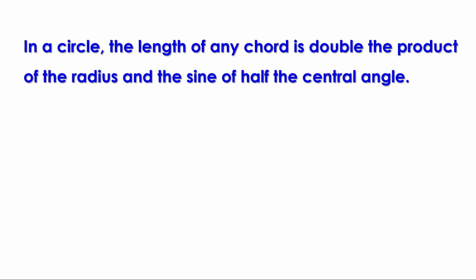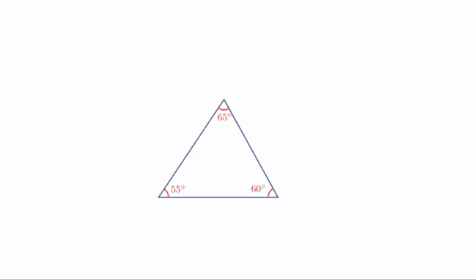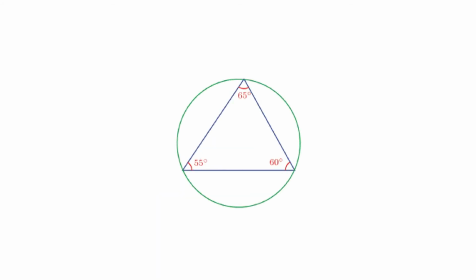We can use this idea to compute the ratio of the sides of a triangle from its angles. For example, consider this triangle. If we draw the circumcircle of the triangle, then all its sides become chords of the circle. We know the angle made by an arc is half its central angle. Therefore, the central angle of this arc is 130 degrees, the central angle of this arc is 120 degrees, and the central angle of this arc is 110 degrees.